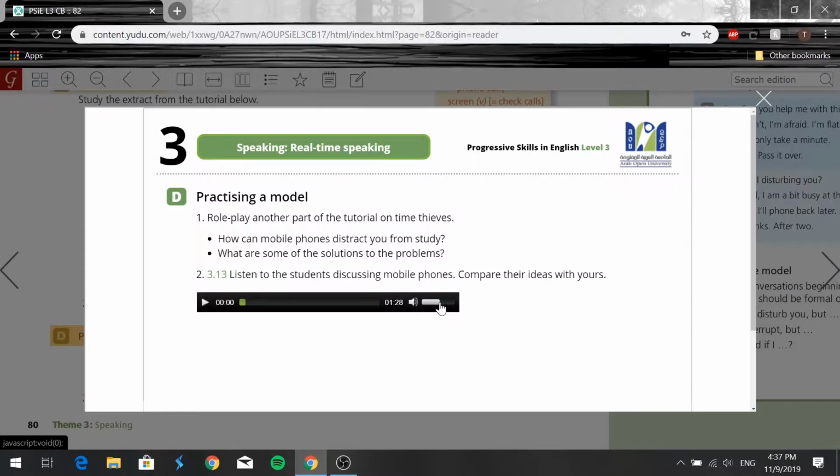Now, let's listen to the students discussing mobile phones and compare our ideas. Let's go. Track 3.13.